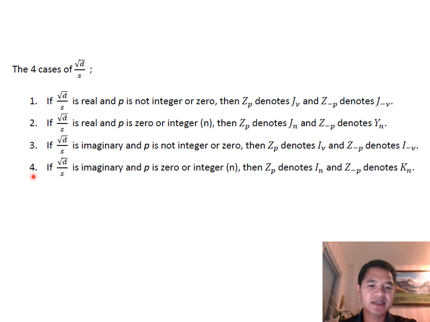And the last case, if the square root of d over s is imaginary and p is zero or an integer n, then Zp we can write I n, a modified Bessel function, and Z minus p we can write K n. So now you have to remember this, which is the four cases of the Bessel functions.